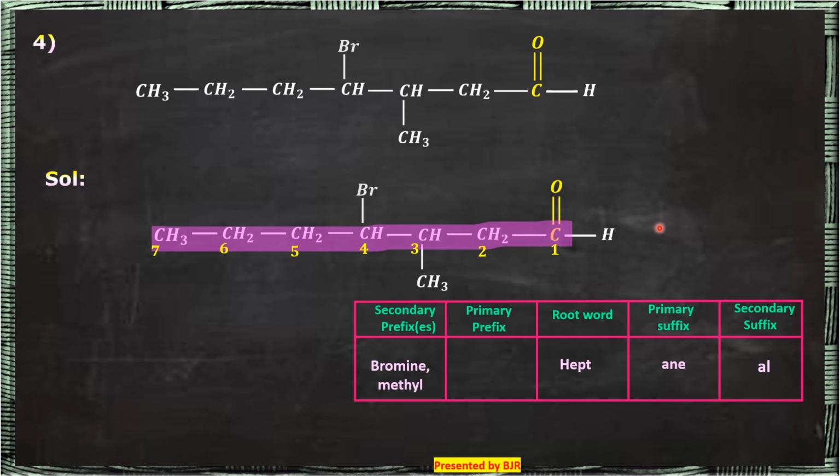And the secondary prefixes are bromine and methyl. The third carbon atom is attached to a methyl group and the fourth carbon atom is attached to bromine. And these substituents should be written in alphabetical order. So bromine comes first. So 4-bromo, 3-methyl heptanal. 4-bromo, 3-methyl heptanal.